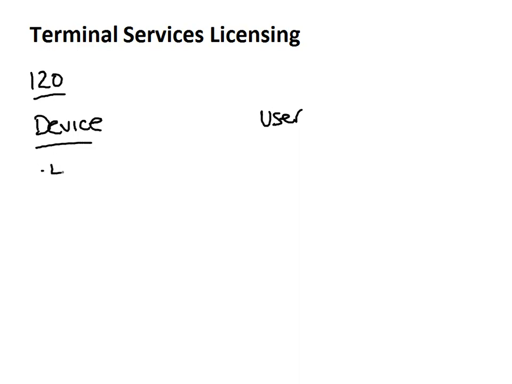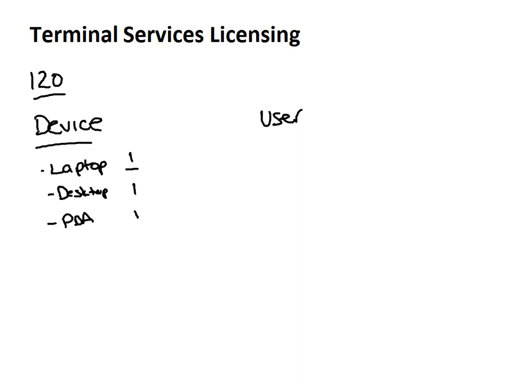So if you've got a laptop that needs access to a terminal server, that's one license. Maybe you've got a desktop computer that needs to connect, well, that's another license there. Maybe you've got a mobile device like a PDA or a Windows smartphone, and of course, that's another device.